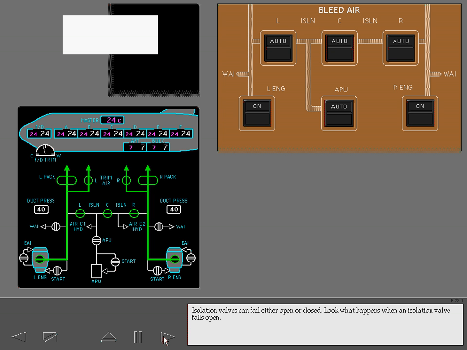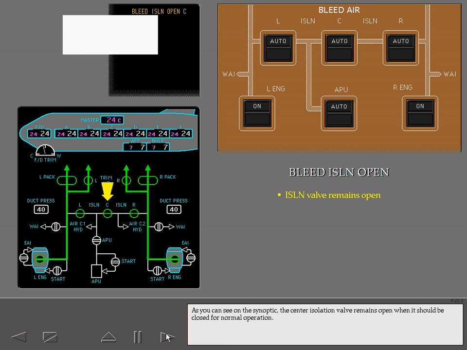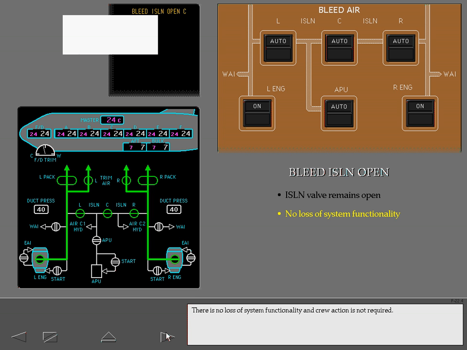Isolation valves can fail either open or closed. Look what happens when an isolation valve fails open. First, an advisory message is displayed on EICAS. In this example, the message is bleed isolation open center. As you can see on the synoptic, the center isolation valve remains open when it should be closed for normal operation. There is no loss of system functionality, and crew action is not required.